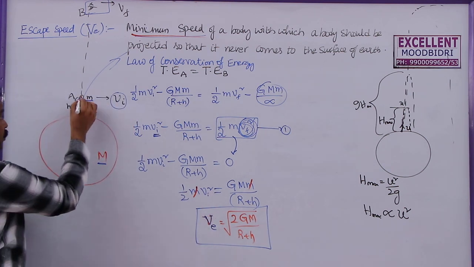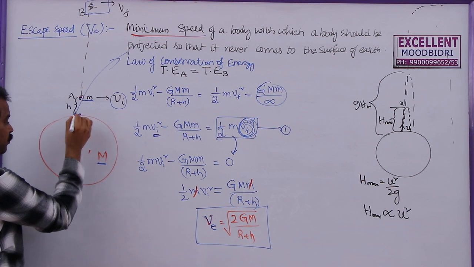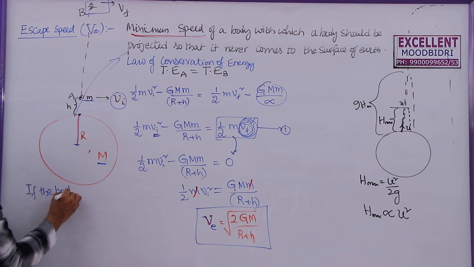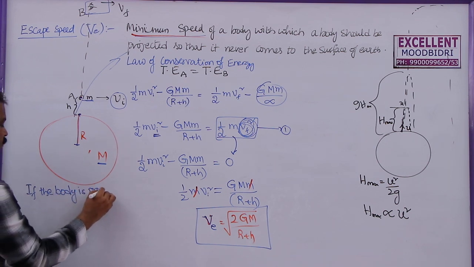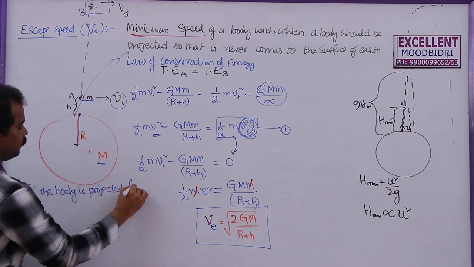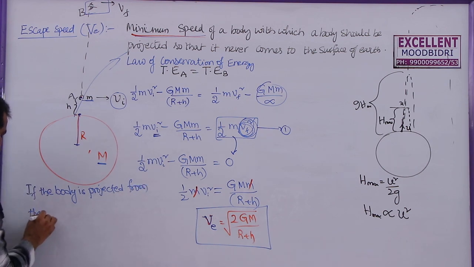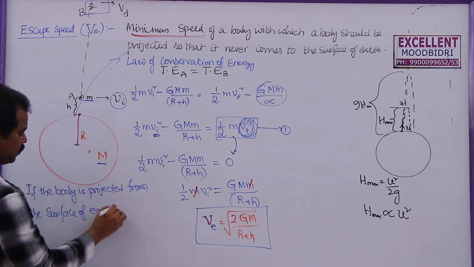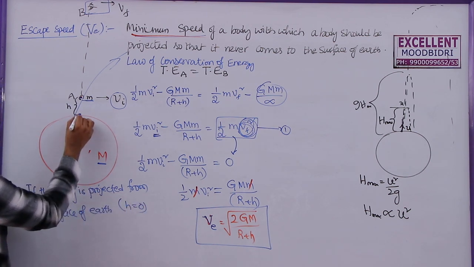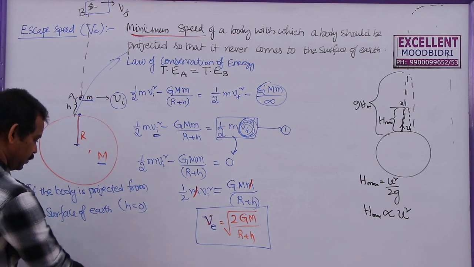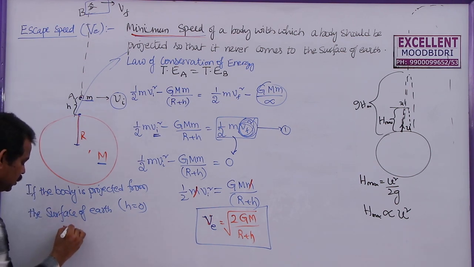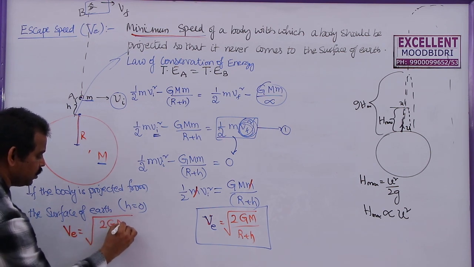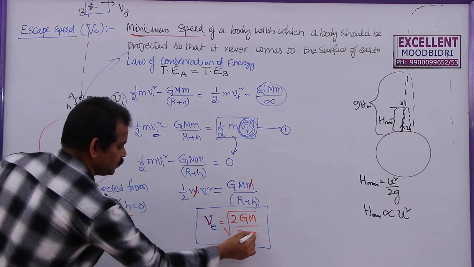Now, if the body is not projected from a height, let us say it is projected from the surface of earth, then this h will become 0 because the body is projected from somewhere here. So what is the escape velocity now? The escape velocity in this case is given by V_e is equal to root over 2GM by R only, because h will become 0.